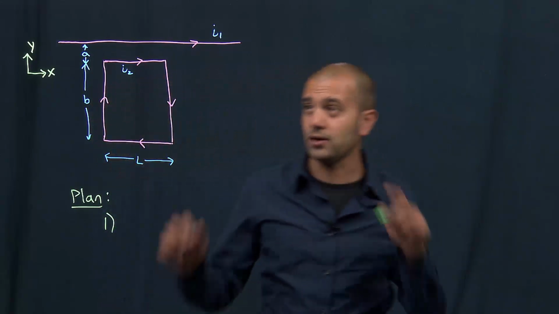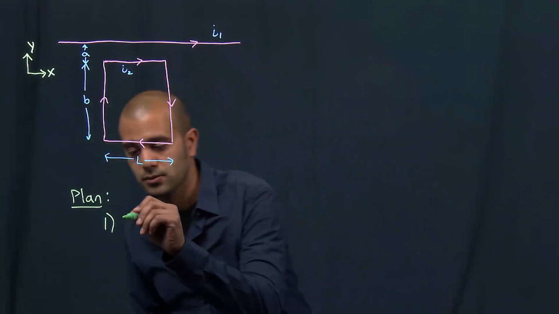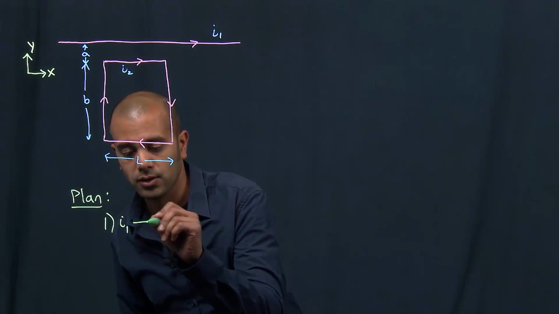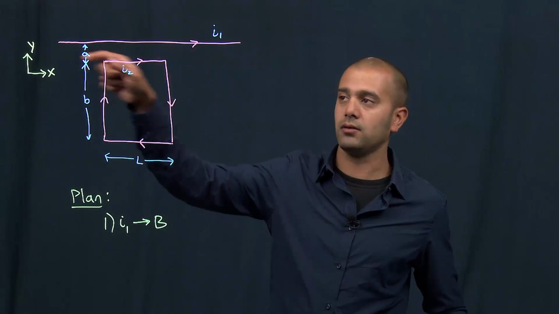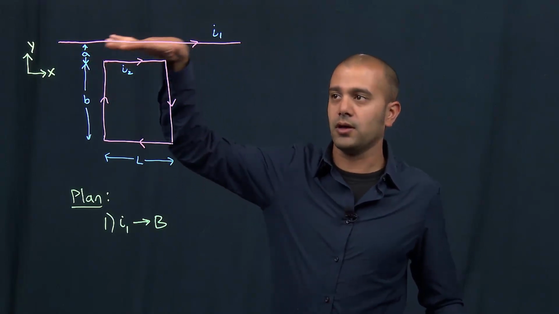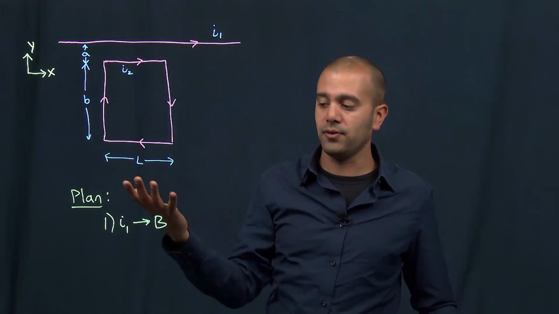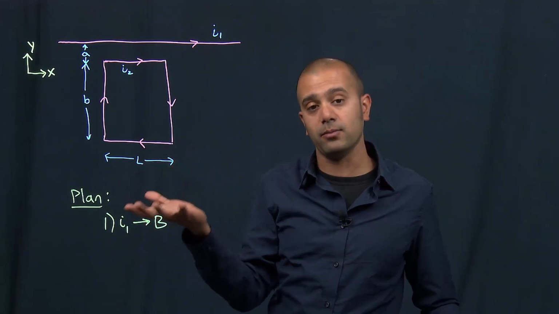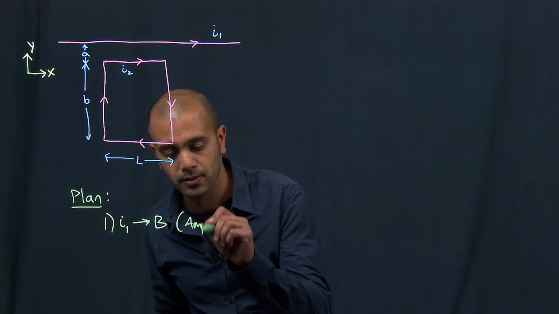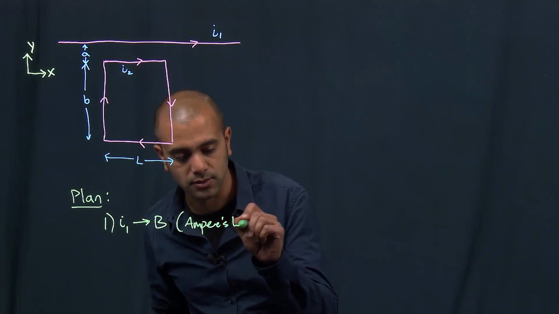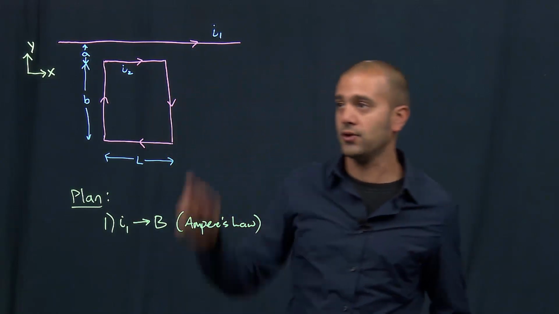The first step will be to find the magnetic field due to the top wire. So we'll use current I1 to find the magnetic field. And because it's a long, straight, more or less infinite wire with a constant current, the magnetic field for this has been tabulated. You may have it memorized, but we're going to go ahead and rederive it using Ampere's law, just as practice.